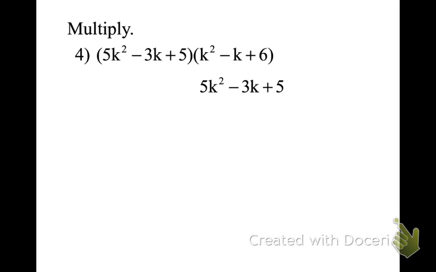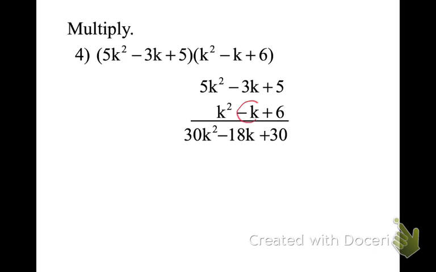All right, here we go. I'm going to do 6 times 5 is 30. 6 times negative 3k is negative 18k. And negative 30k. Positive 30k. Now I'm multiplying everything by negative k, right? Negative k times everything in the top row. So negative k times 5 is negative 5k. Line it up. Negative k times negative 3 is positive 3k squared.